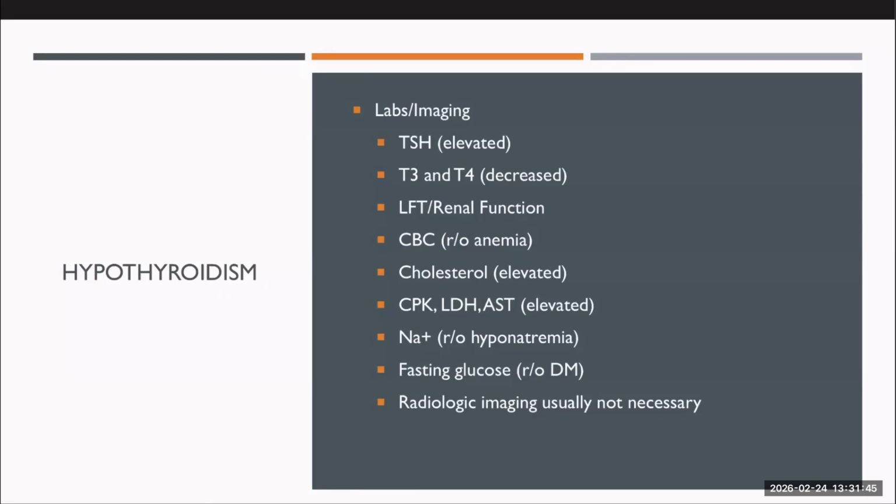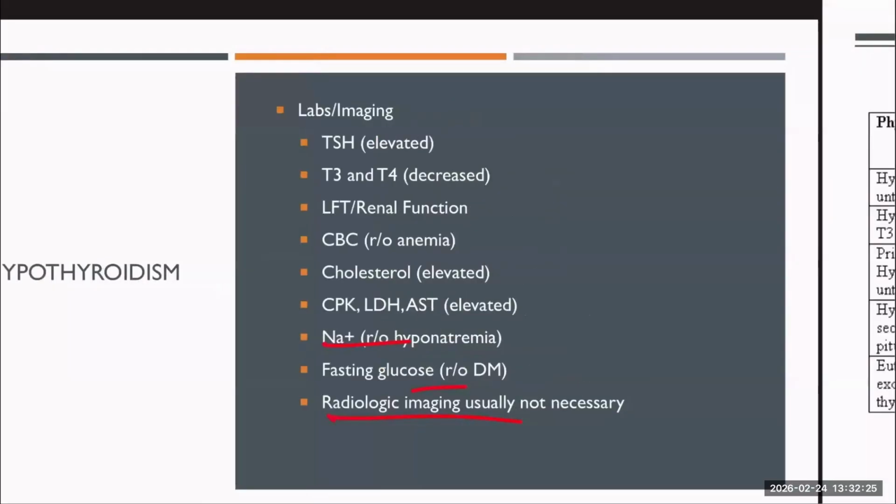All your labs that you pick are all the same ones you would do. They all have a reason for doing it. So I know you guys are excited about that. TSH elevated because we're trying to get the thyroid stimulated to do something. Your thyroid hormones are low because the thyroid's not doing anything. Check your kidneys and renal function, rule out anemia, check your cholesterol levels, CPK levels, AST, lactate dehydrogenase, sodium, glucose, and you don't really need radiological imaging for hypothyroidism. Not really going to show a whole lot.